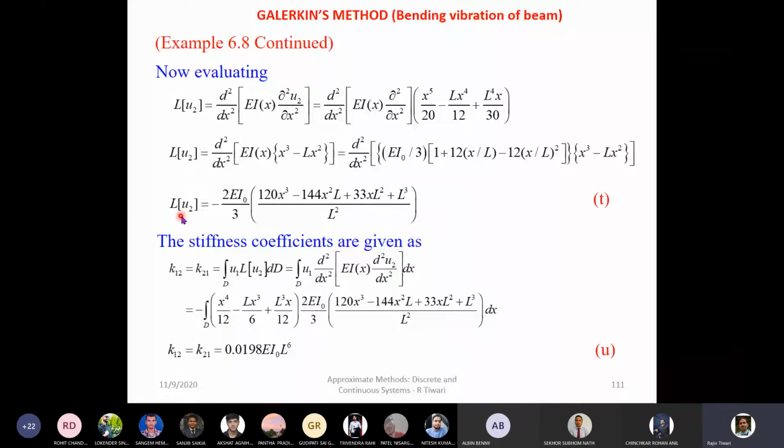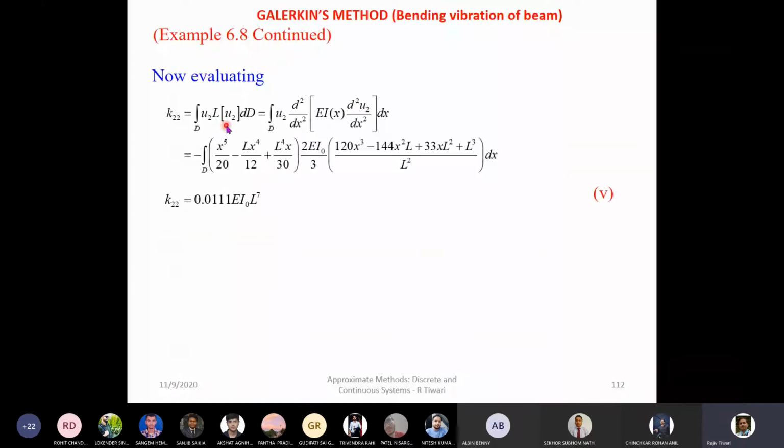So now K12 will be the integration of U1 L U2. L U2 we have already obtained here, so we can substitute. This is L operated on U2 and this is U1. If you multiply and integrate, you'll get K12, and K21 also will be the same because this is symmetric. For K22, both U2 and L operated on U2 will be there. So if we multiply and integrate, we'll get this.